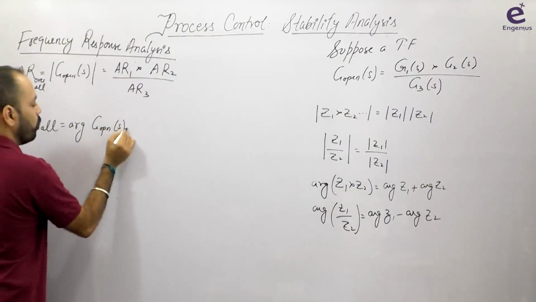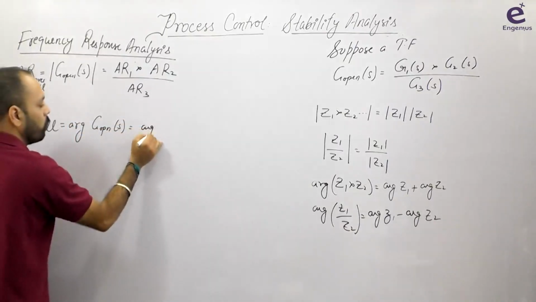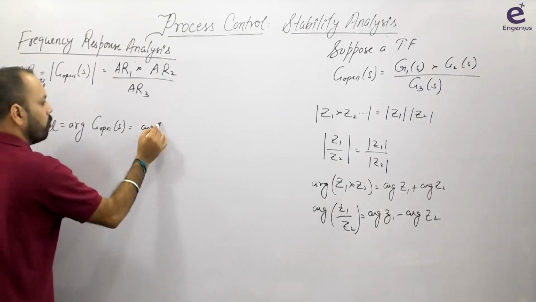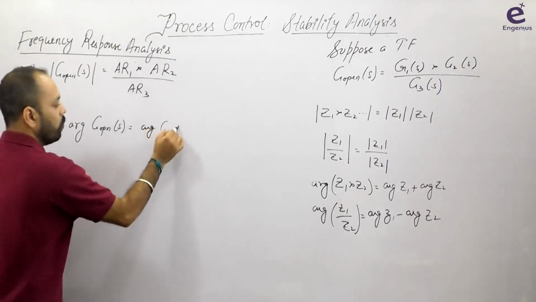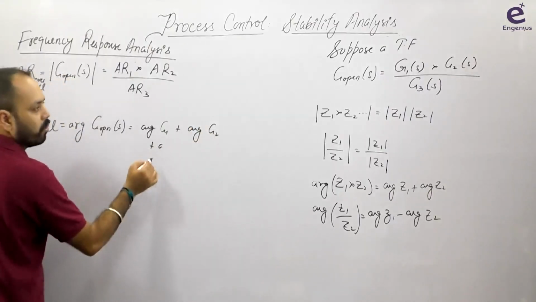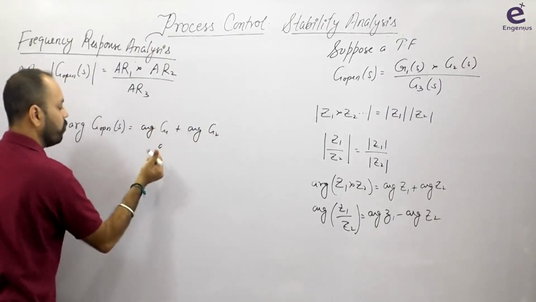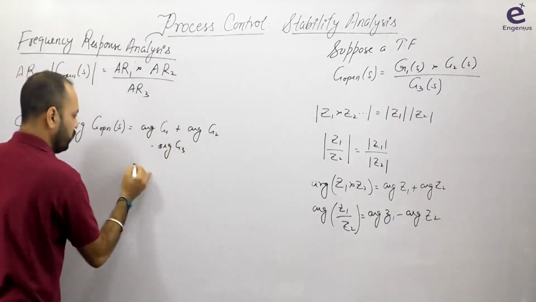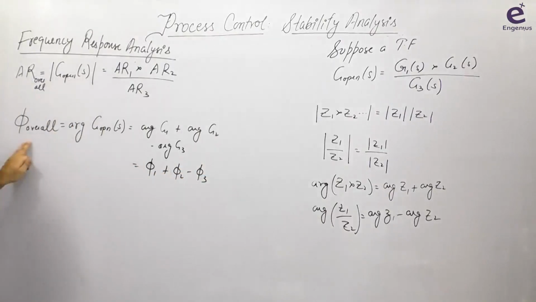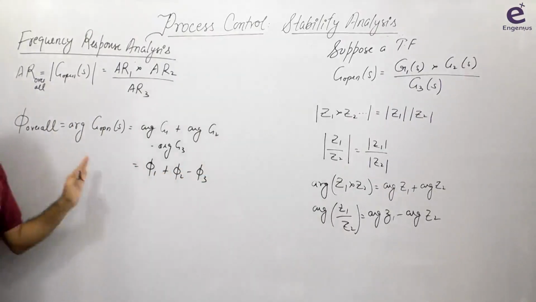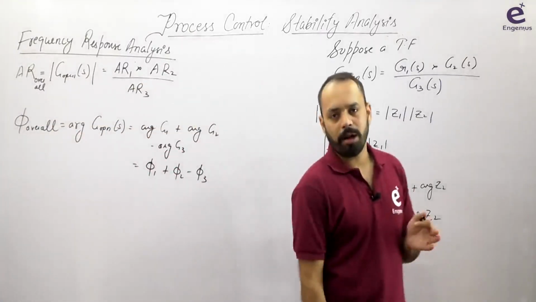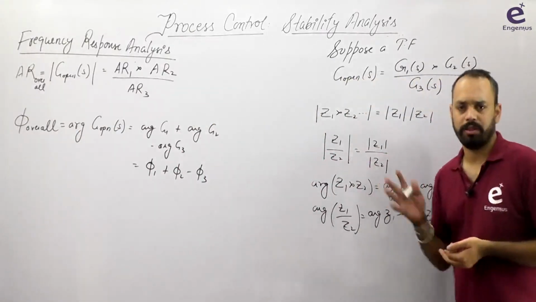And how to find the argument of G open S, which is made up of these complex numbers? It is argument of G1, which is phi 1, plus argument of G2 when you write these in the form of complex numbers, minus argument of G3. Means I can write this as phi 1 plus phi 2 minus phi 3, right? This is phi overall. So phi overall is found by algebraic addition of individual phi, and AR overall is found by multiplication of the individual amplitude ratios or division of these ratios.